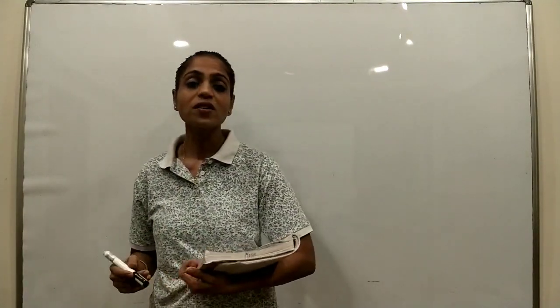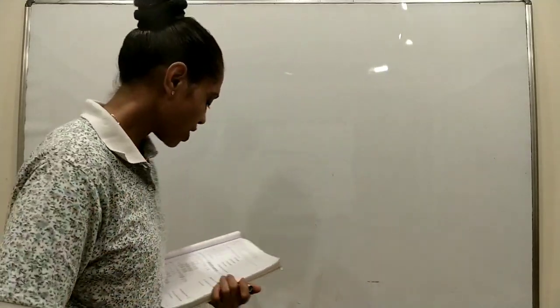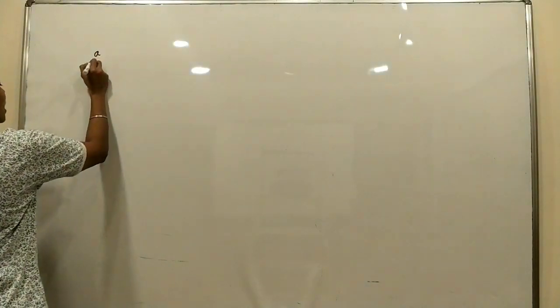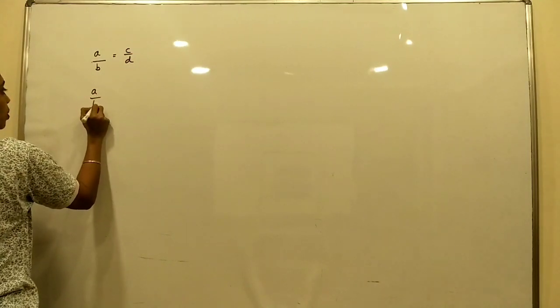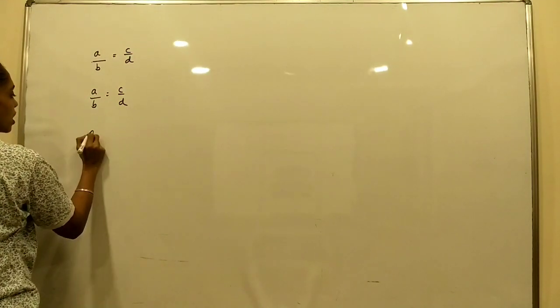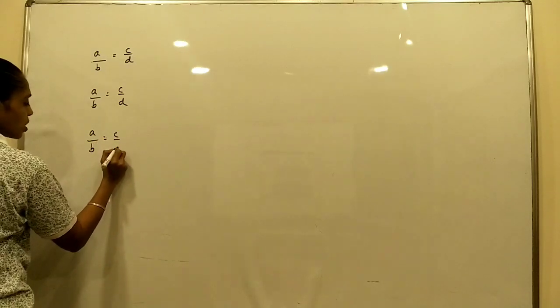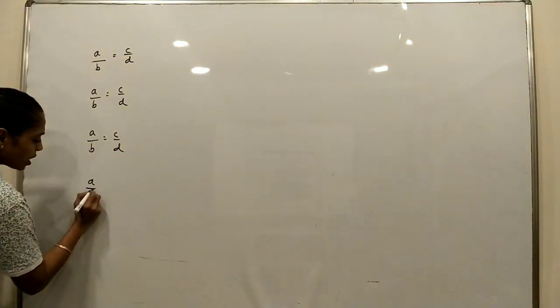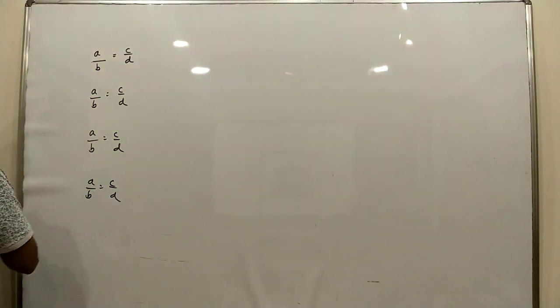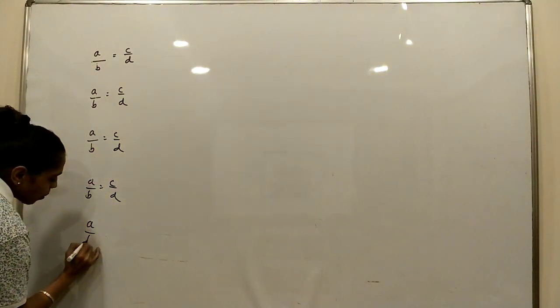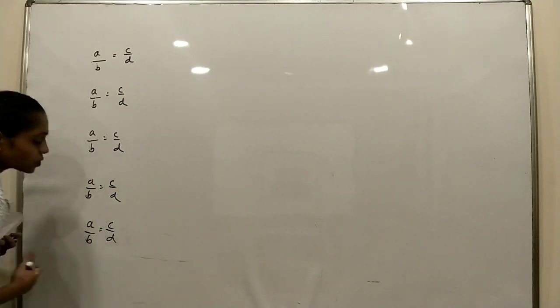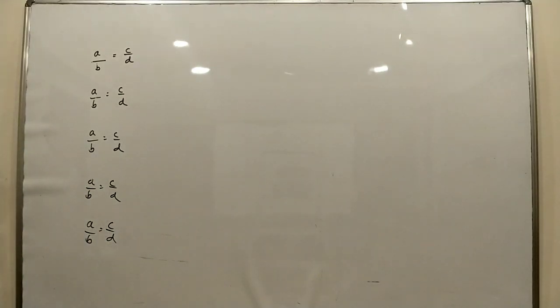Let's start the last section of ratio and proportion. Some useful results on the basis of ratio and proportion. For example, A upon B equal to C upon D, A upon D equal to C upon D... Okay, total 5 results are there.